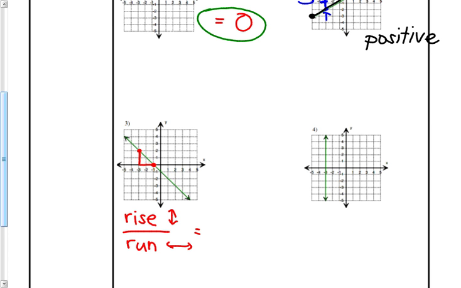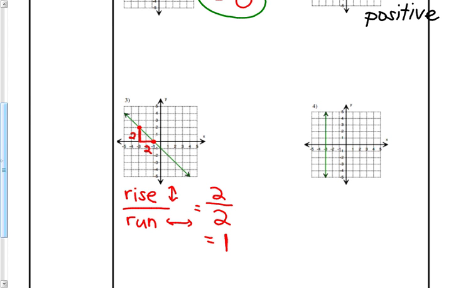Okay, so the rise here, the up and down part, is 2, right? Because there's only 2 spaces right here. Then the run over here is also 2, because there's 2 spaces, 2 boxes there. So we have 2 over 2, and 2 over 2 is equal to 1, right?